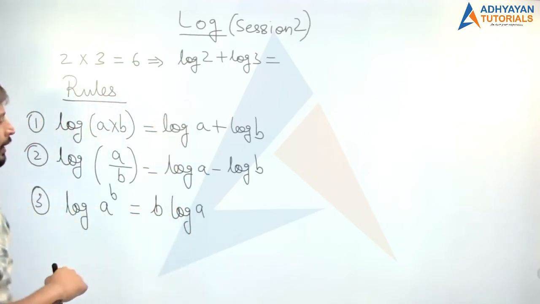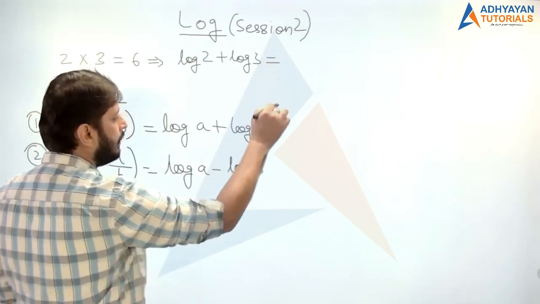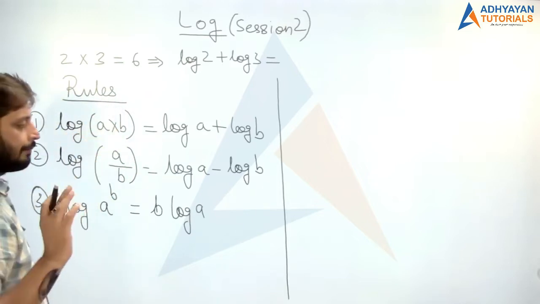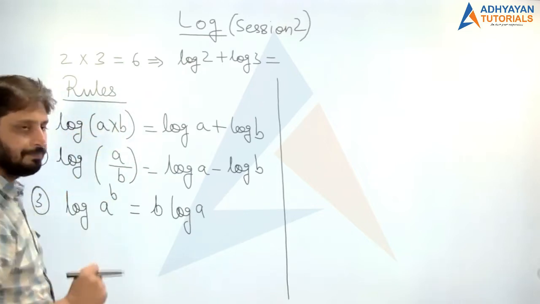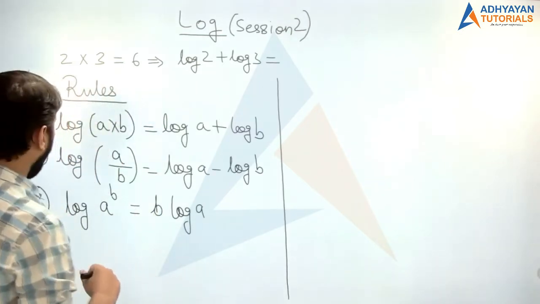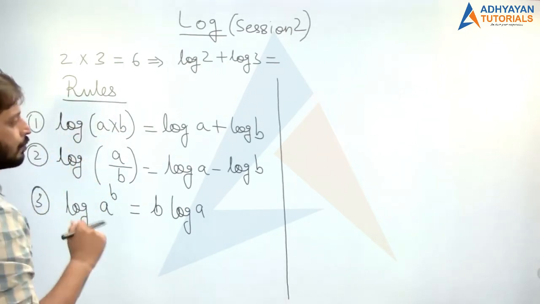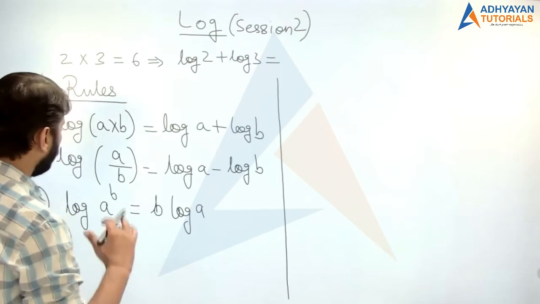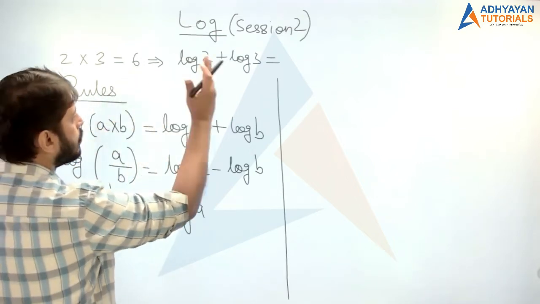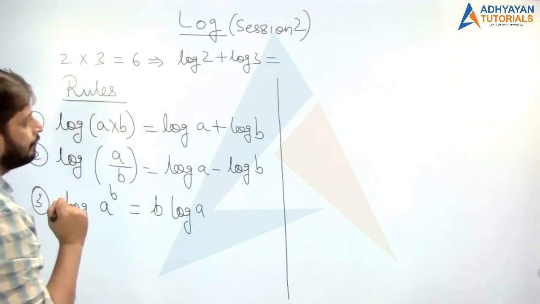Here I am not using any base, and when I am not using any base, as I told you yesterday, it simply means that the base is 10. So in all these rules, the log is with base 10. It is the common logarithm, common log. All right, so these are the 3 important rules to keep in mind all the time. Now let us see which rule fits here. Log of 2 plus log of 3, because it was 2 into 3. So this is the first rule I have used here.